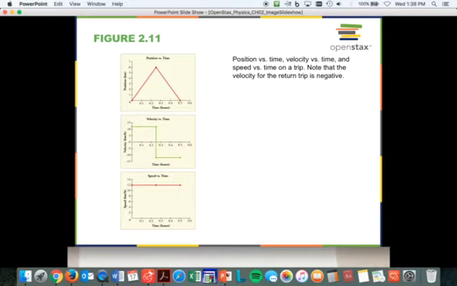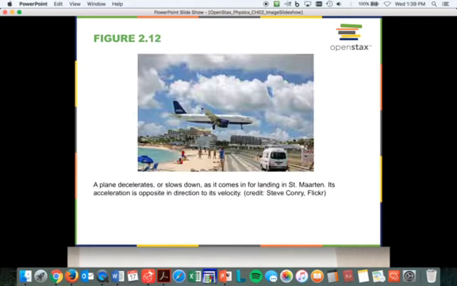And then the speed versus time graph, you want a total of 12 kilometers per hour, and it just stayed there at 12 kilometers per hour the entire trip. That's the average speed. Now we get into acceleration. This is a good time to pause, stop here, and we'll talk about acceleration.